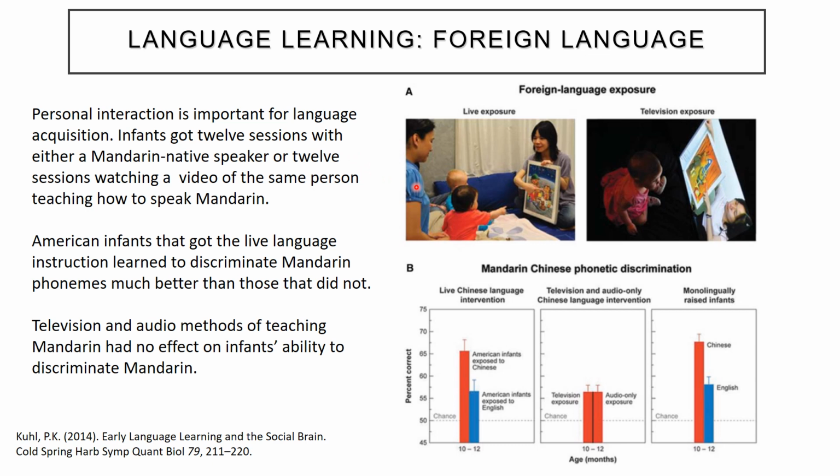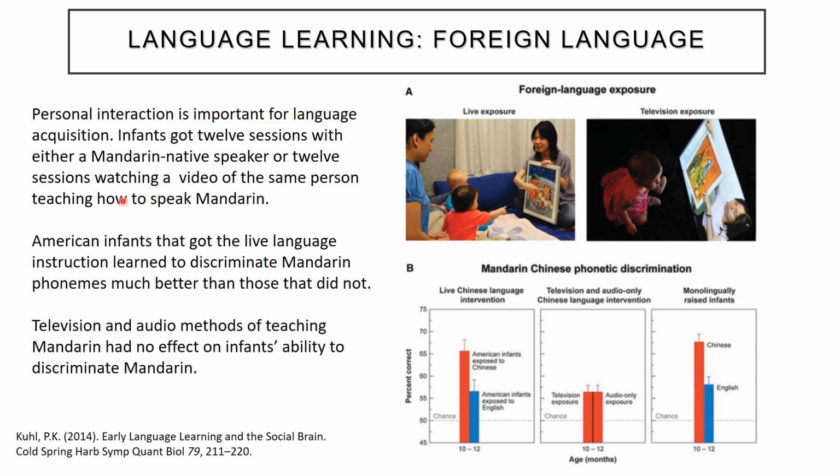Turns out that personal interaction is actually really critical for the acquisition of language, and this includes second languages. Because it'd be great if we could just plop the kid in front of the TV and they can learn a second language. Well, Patricia Kuhl did an experiment to really test this hypothesis. She had children that were given live exposure to a Mandarin native speaker, or children that were getting the same kind of instruction from the exact same Mandarin native speaker, but through a television.